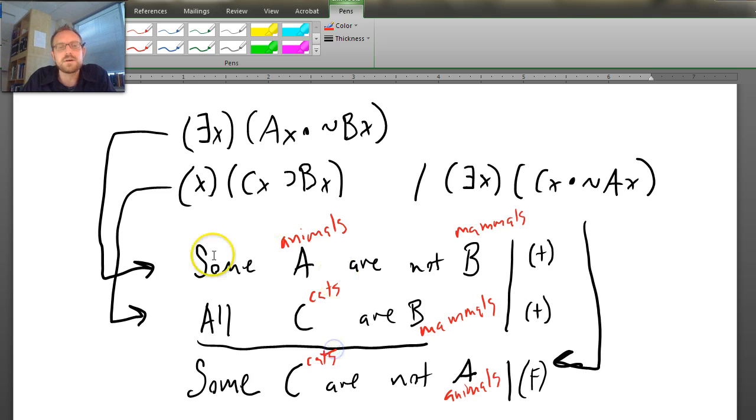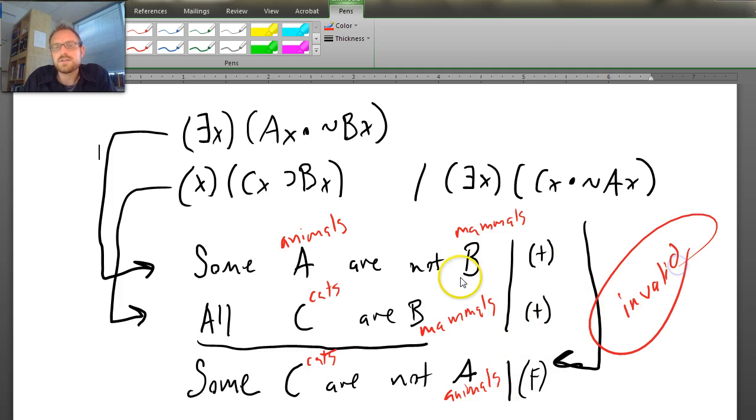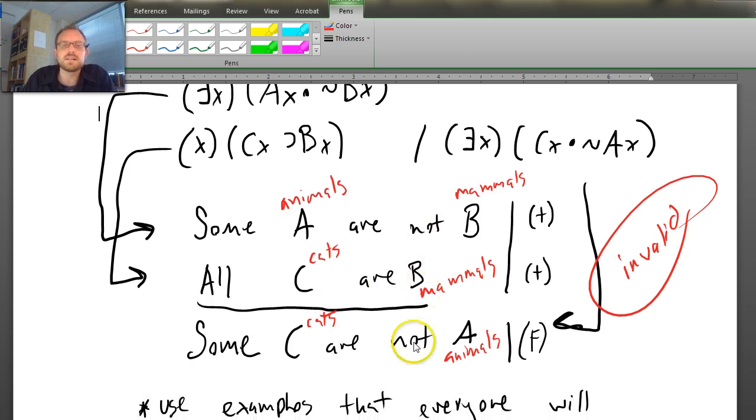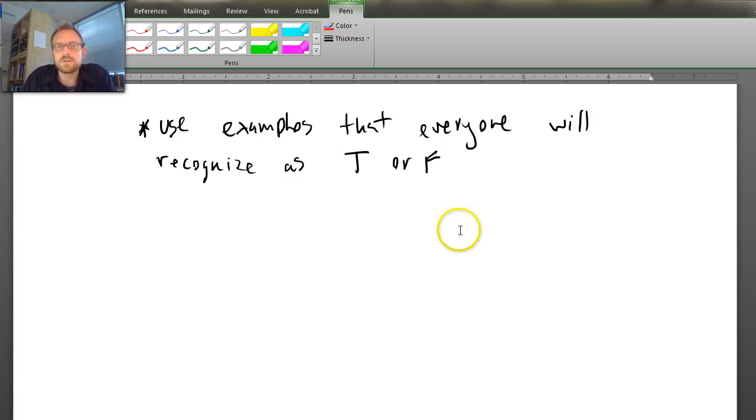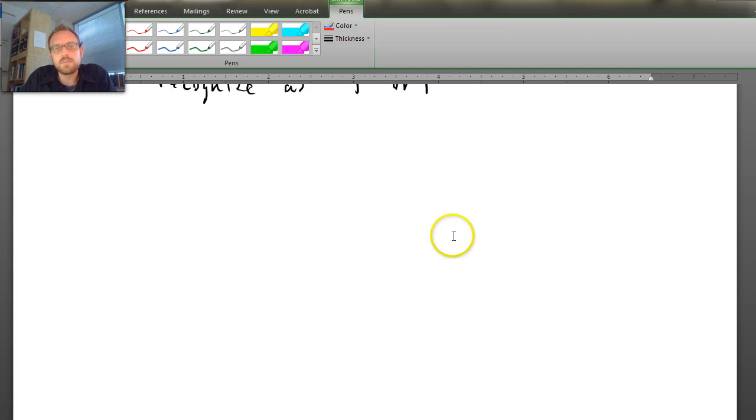Because think about this statement. Some animals are not mammals, that's true. All cats are mammals, that's true. Therefore some cats are not animals, that's false, which means that this argument must be invalid. Now, you can use the substitution instance here. Of course, the difficulty, though, is finding examples that work with you, and you'll see that the more complicated the argument, the more difficult it becomes.